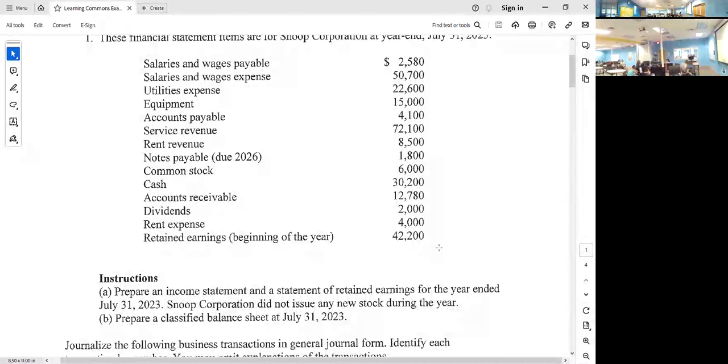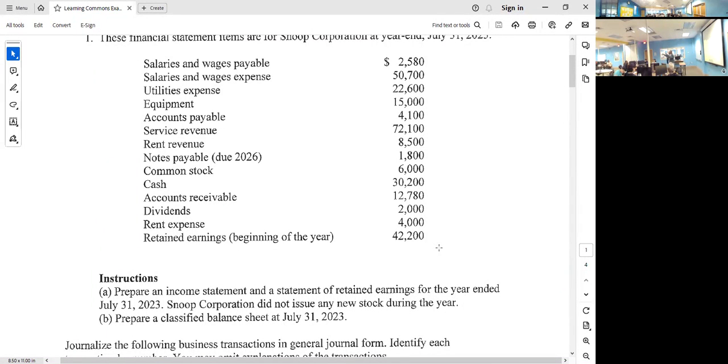This is a good question. We're doing a classified balance sheet. When you're doing a classified balance sheet, you have to split those assets and liabilities up into current and non-current. Your current assets are gonna be in liquidity order. You might get that question. You list those current assets in liquidity order. And generally cash is first, then accounts receivable, then you've got supplies.